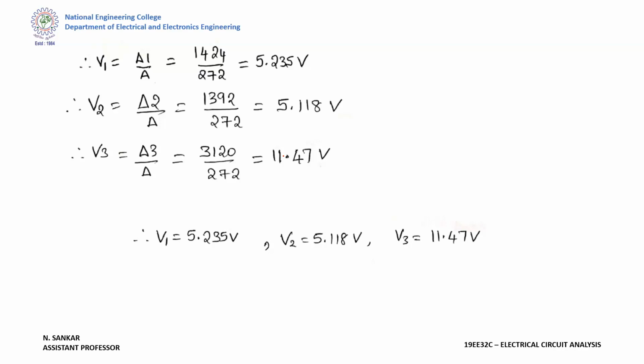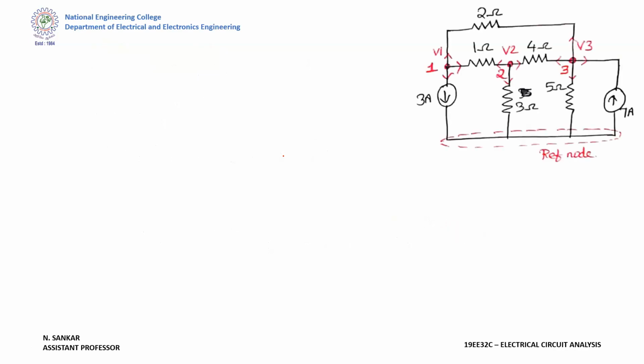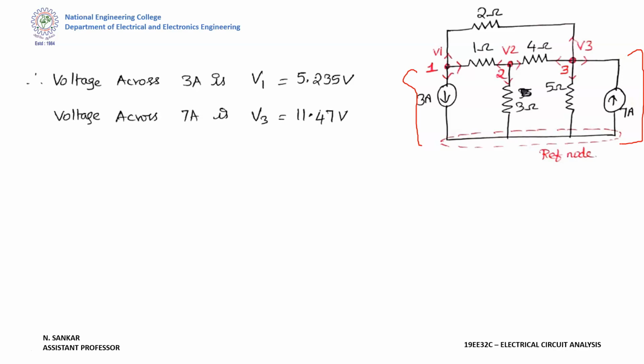Okay, but this is not what they asked. They asked for the voltage across each current source. So if you see the circuit diagram, the voltage across 3 ampere is nothing but V1. Similarly, the voltage across 7 ampere is nothing but V3. Okay, so the voltage across 3 ampere is V1, which is equal to 5.235, and for 7 ampere it is V3, that is 11.47 volt.